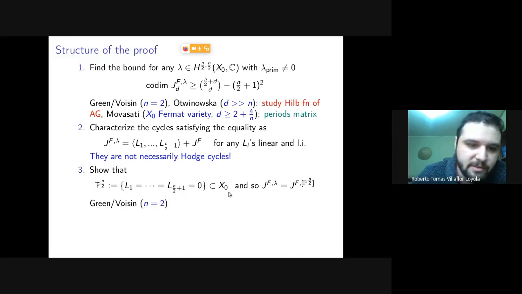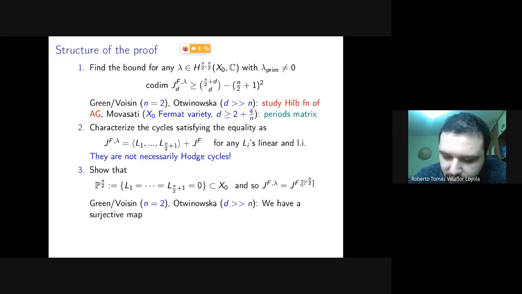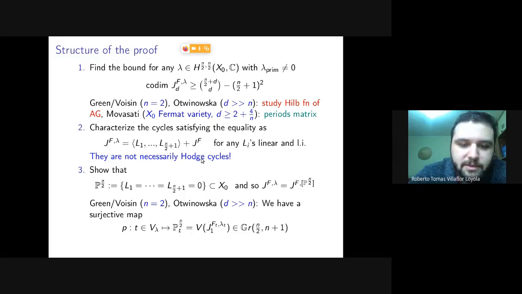So this was done again by Green and Voisin and by Otwinowska. And how did they do it? So they considered the following map. For every element of the local Hodge locus associated to lambda, you associate this linear space, right? This P^{n/2}, which a priori is not contained in the hypersurface. So it's just a map to the Grassmannian.